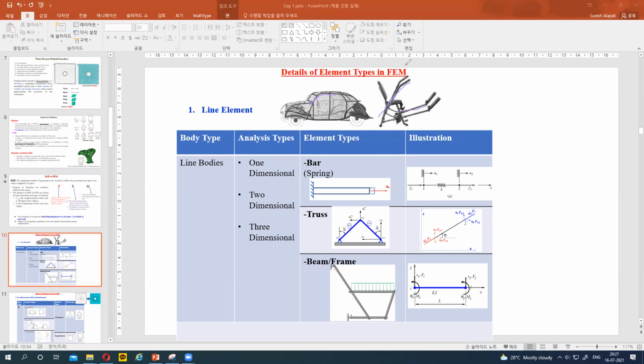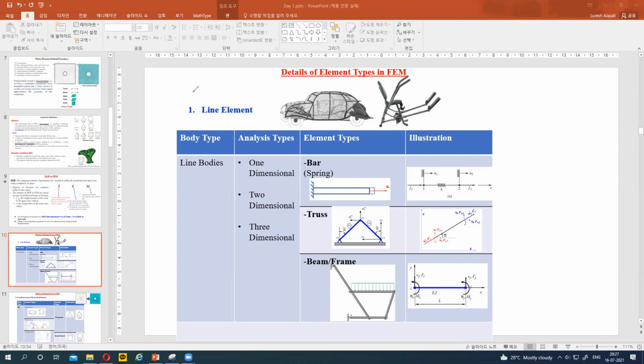So line elements are used when the length of the bar is very high compared to the cross-sectional area. We say slender bodies. Slender means the cross-sectional area is very, very small. I mean, the dimension normal to this axis is very, very small compared to the length of the bar. So we can just consider a line element.